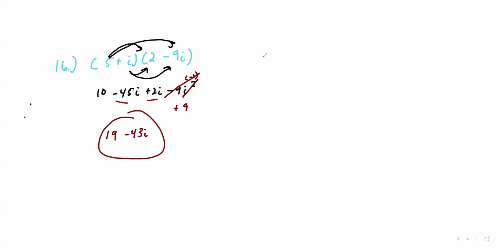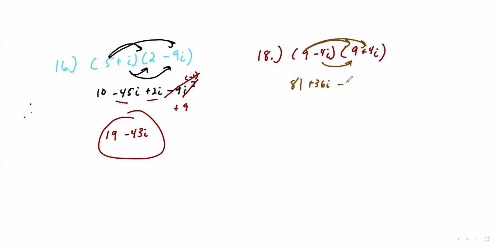All right, I'll probably do another one. So let's do 18. That'd be 9 minus 4i times 9 plus 4i. 9 times 9, which in this case is 81. 9 times 4i, which would be plus 36i. Oh, this is a 4. 36i. Negative 4i times 9 would be negative 36i. And then negative 4i times positive 4i would be negative 16i squared.